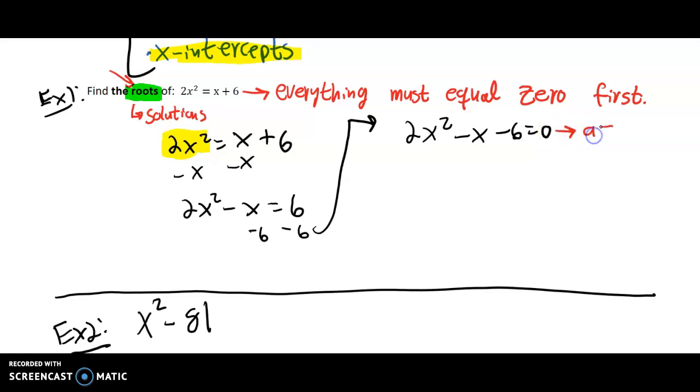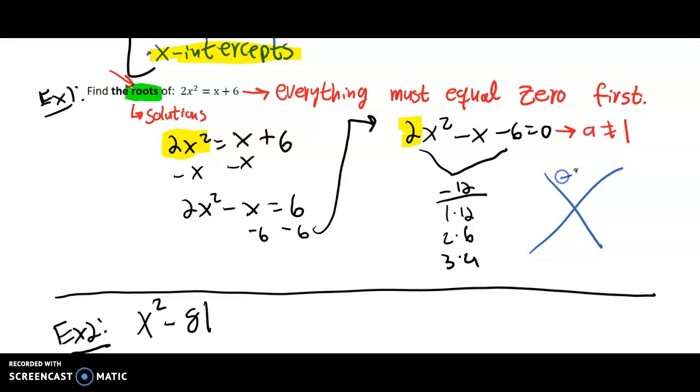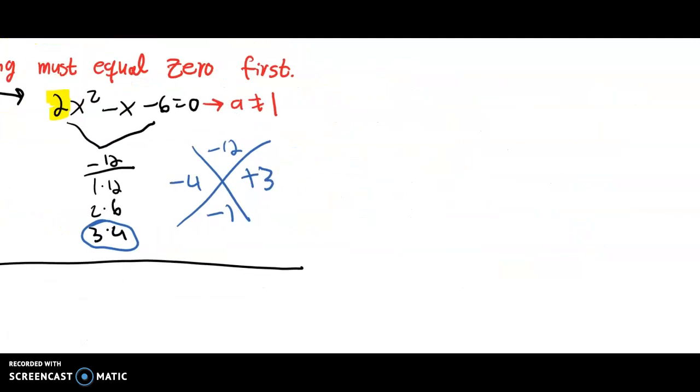This is an a does not equal 1 factoring strategy because a is 2. First thing I want to do is multiply my 2 and 6. I get -12. My factors of 12 are 1 and 12, 2 and 6, and 3 and 4. I'm going to draw my x. I've got -12 up top, -1 on the bottom. How can we get there? With -4 and +3. I definitely need a box because a does not equal 1.